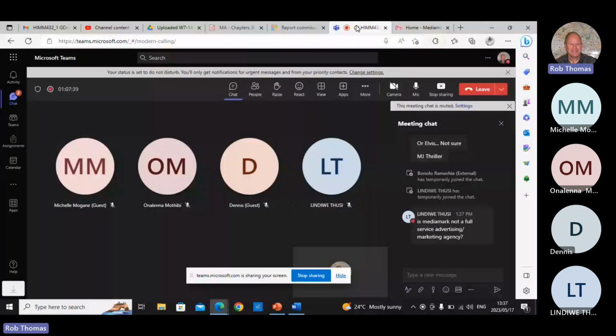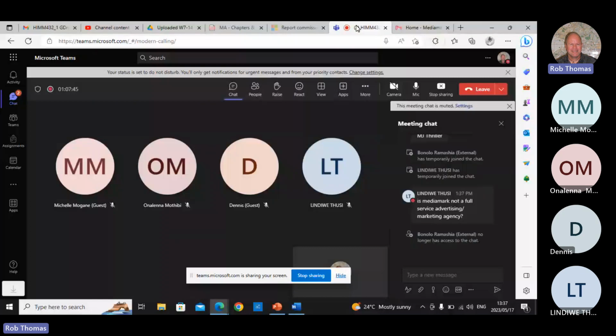Damn, who's locked off? Dennis is still here. Bonolo's gone. What a pity. Okay, is MediaMark not a full-service advertising and marketing agency? Correct, Lindiwe, it is. It is a full-service advertising and marketing agency.